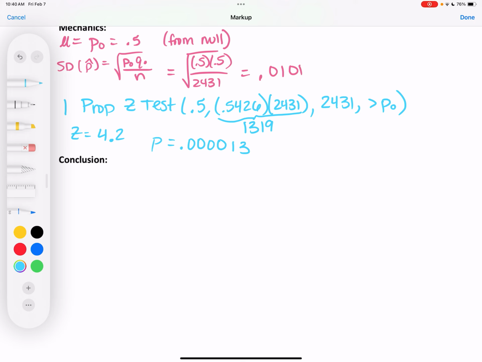Now, I could use the z-table and find this also, but now we're in a normal model. That's essentially telling me I'm 4 standard deviations away, which is obviously very far away, so it does not surprise me at all that this number is so small.